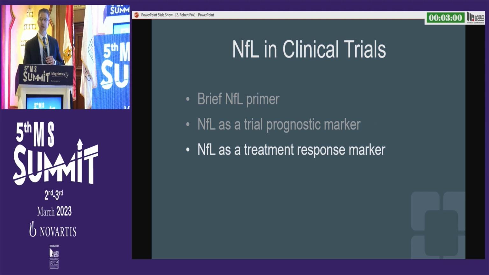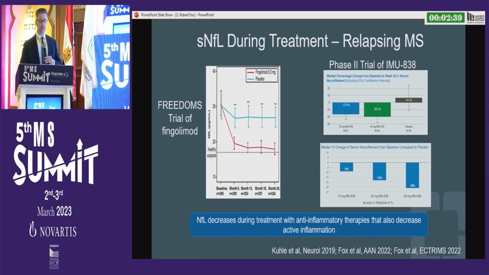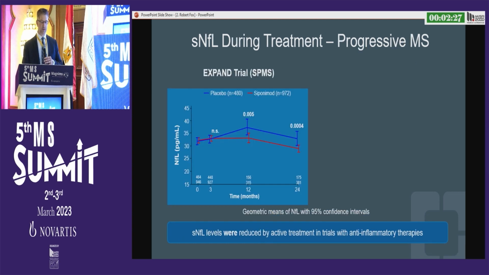All right, finally, let me turn to NFL as a treatment response biomarker. Can we use this as an outcome to replace, say, whole brain atrophy in our phase 2 trials of progressive MS? So this is from relapsing MS first. We see a relapsing trial of fingolimod, and we see a nice, robust reduction in NFL. And this is from a more contemporary trial of a second-generation DHODH inhibitor, vidofludimus, and we see, again, a reduction in NFL with active treatment compared to placebo.